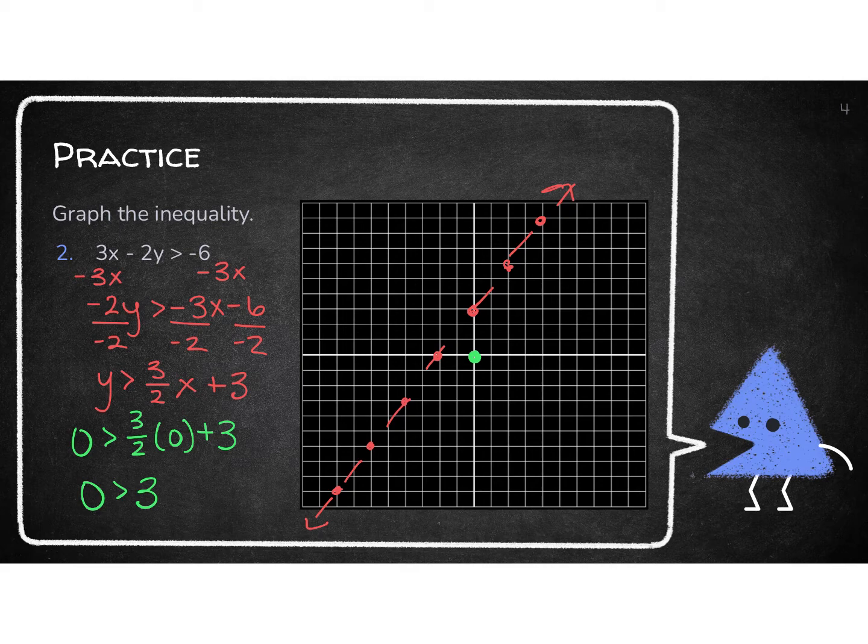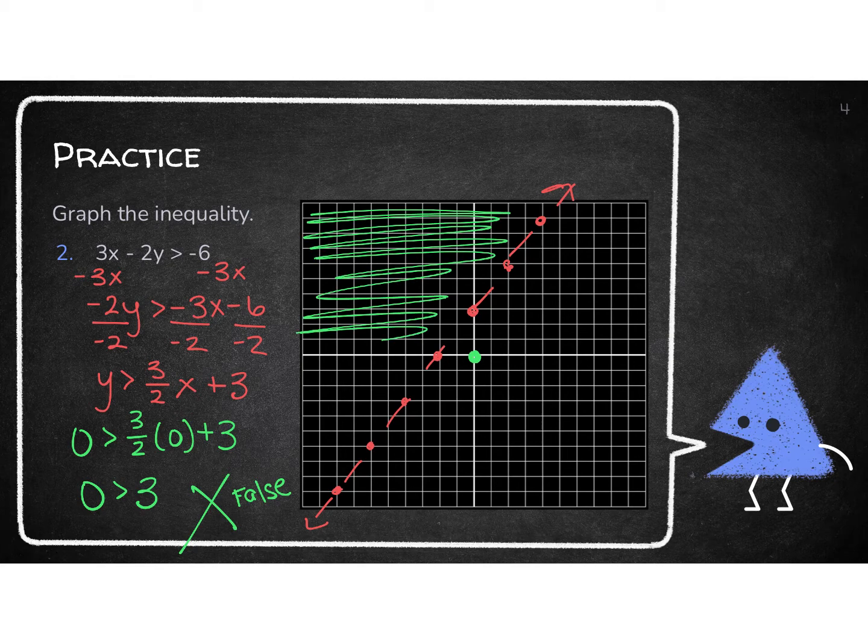Is the bigger number being eaten? In this situation, it is not. It is a false statement. Okay, 0 is not greater than 3. So if it's false, you do not want the side that you tested. You want the opposite side. So I'm going to have all of that shaded in, and there's my inequality. What you're finding is all of these points over here that we have shaded in work. If I plugged that x and that y in, it would make it a true statement.